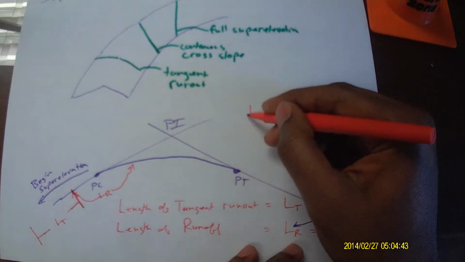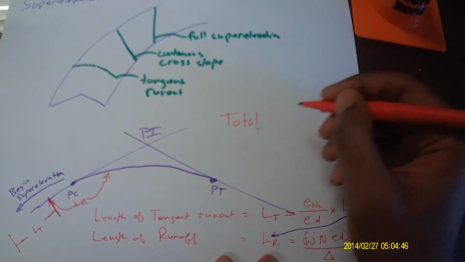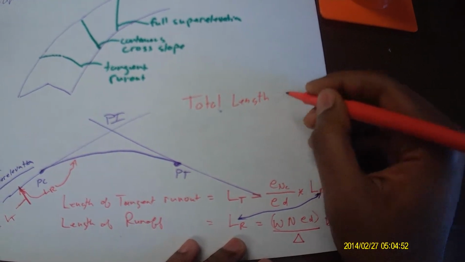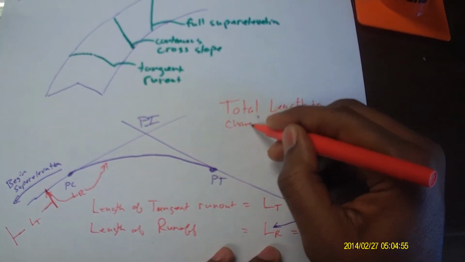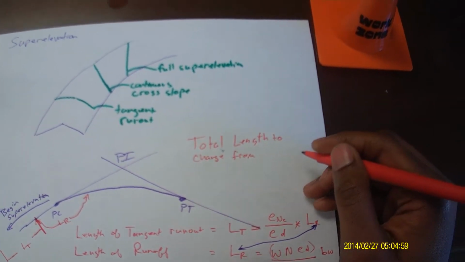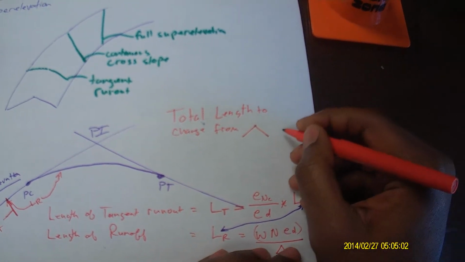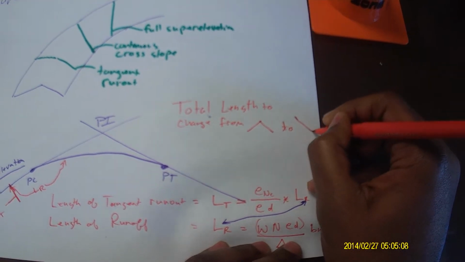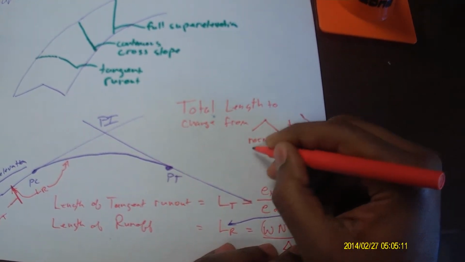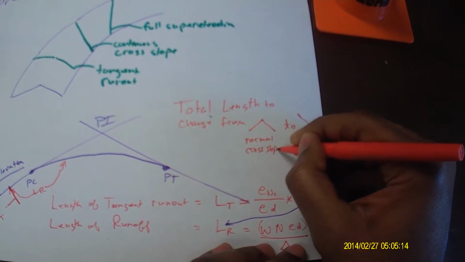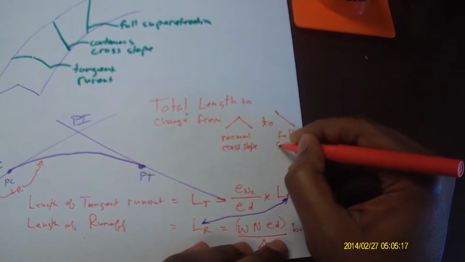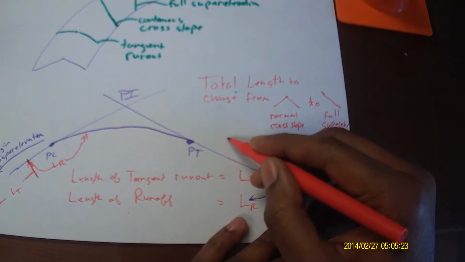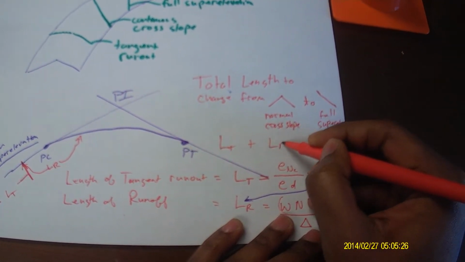So the total length to change from a normal cross slope to full super elevation is equal to your L sub t plus your L sub R.